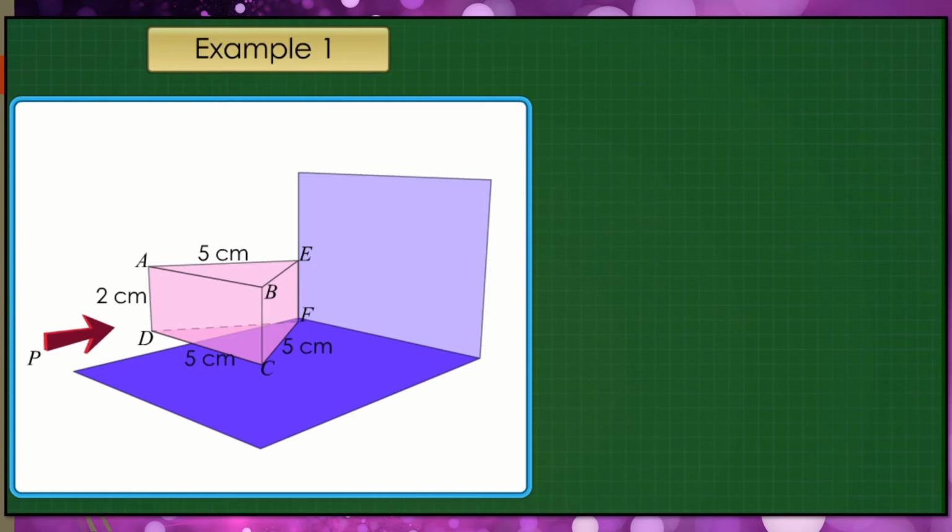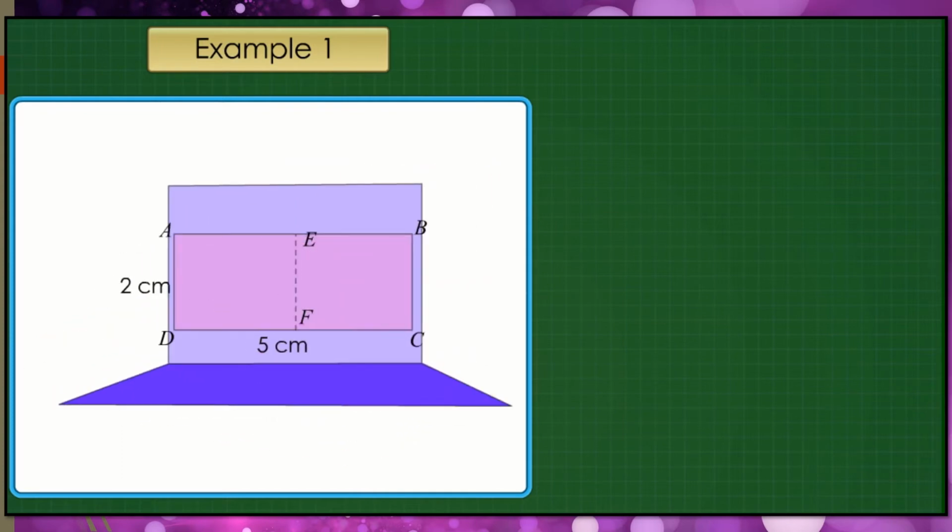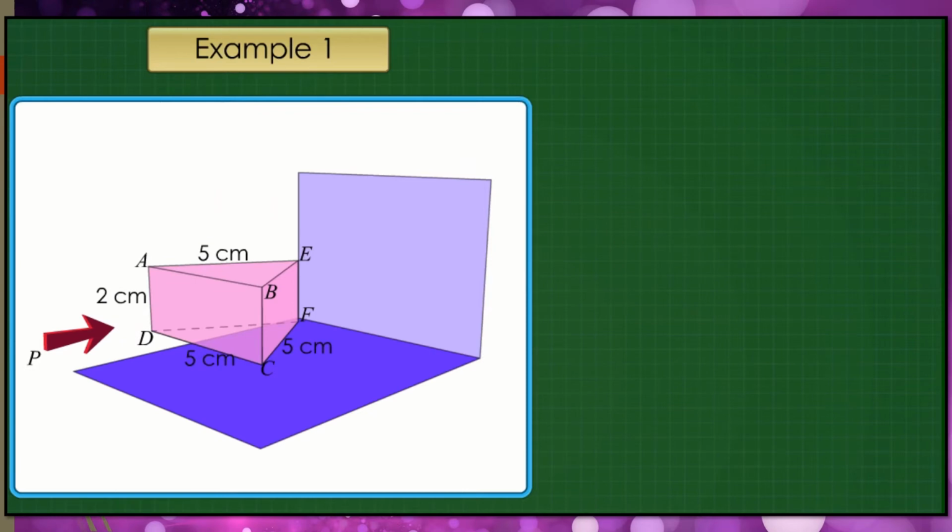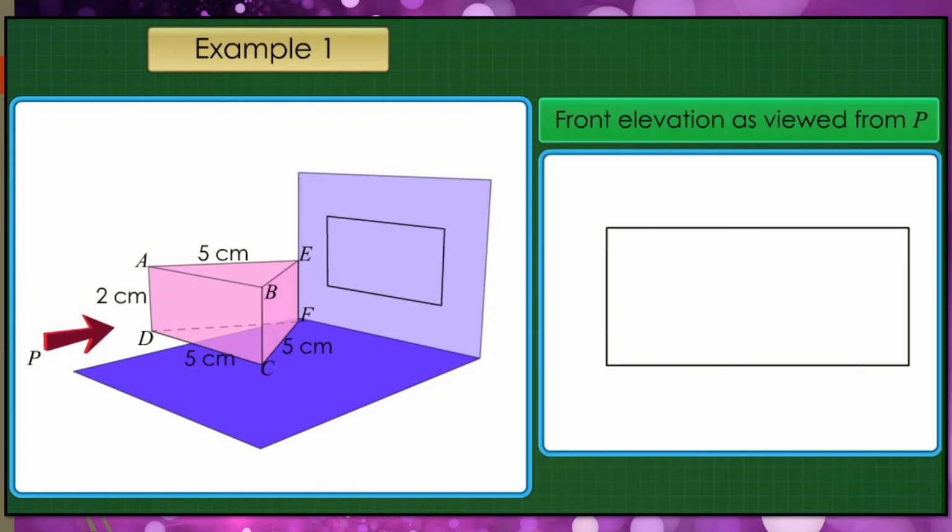Example 1. Draw the front elevation of the prism as viewed from P. First, we draw the orthogonal projection of the prism on the vertical plane as viewed from P. Then, we draw the hidden sides of the prism as viewed from P by using a dotted line. Here, we have one hidden side, which is side EF. Finally, we include the labels and the length of the sides of the prism as viewed from P. So now, we have the front elevation of the prism.